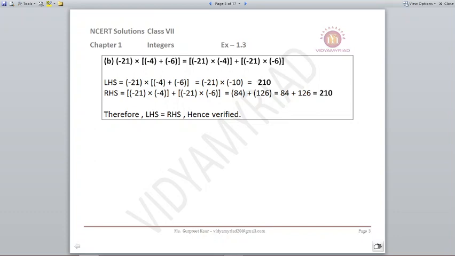Same way let's do the right hand side. Minus 21 into minus 4. Minus minus is positive. So it is positive 84 plus minus 21 into minus 6. Again minus minus, two times. So it will be positive, that is 84 plus 126. You got the answer as 210, which means your left hand side is equal to right hand side and hence verified.